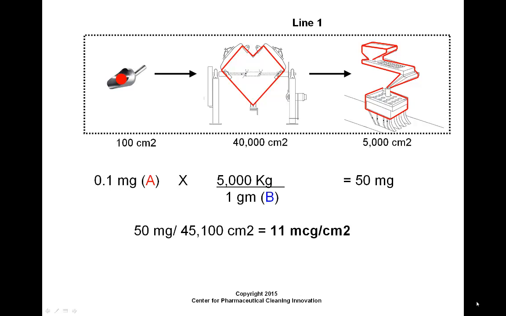Note that we added all the surface areas together, which is common in the industry, and we even left out quite a few pieces of equipment like the tablet press, intermediate bulk containers, and some other things that may have touched the equipment in the processing stream. So that limit of 11 micrograms would be much lower.